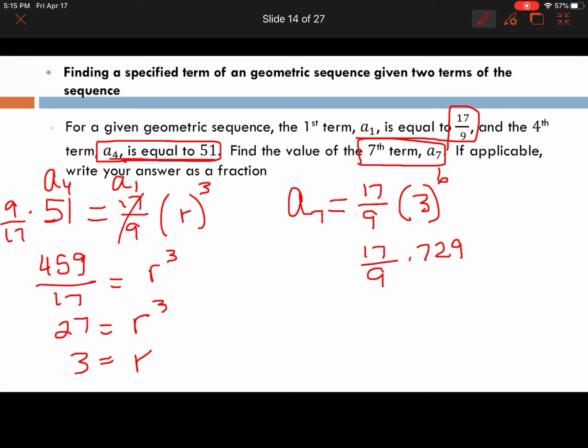And that's got a lot of 3's in it, so I know it will reduce with that 9. So I'll divide by 9. That's going to be 81. So 81 times 17 is 1377. And that is the 7th term.